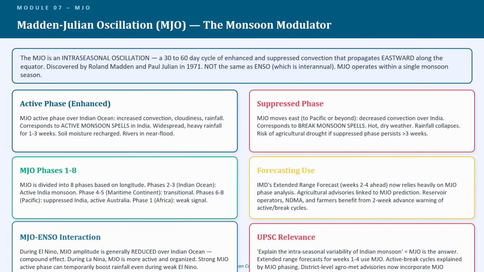MJO and ENSO interaction. During El Niño, the MJO amplitude over the Indian Ocean is generally reduced. El Niño and the MJO suppressed phase compound each other, creating a particularly bad monsoon period. During La Niña, MJO active phases over the Indian Ocean are more organized and intense, amplifying the already enhanced La Niña monsoon. UPSC: Explain intra-seasonal variability of the Indian monsoon. MJO is the key answer. Specifically mention the 8 phases, the 30 to 60 day cycle, and the extended range forecast application.